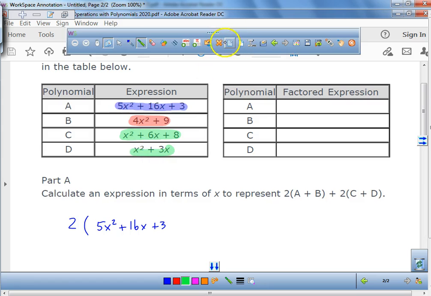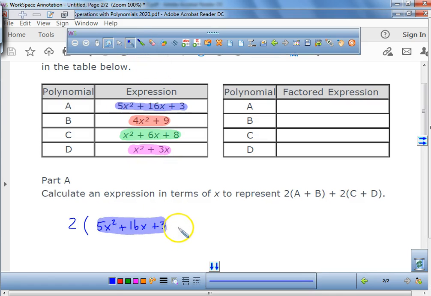Oh, hold on. Changing colors. There we go. All right, so we have these 4 colors, all right? So it says 2 times A plus B. Well, everybody, hopefully you understand this is the expression for A. All right, that's the expression for A. And then what do we have to do? We have to add the expression for B, which is 4x squared plus 9. So I'm going to go ahead and close that parentheses.